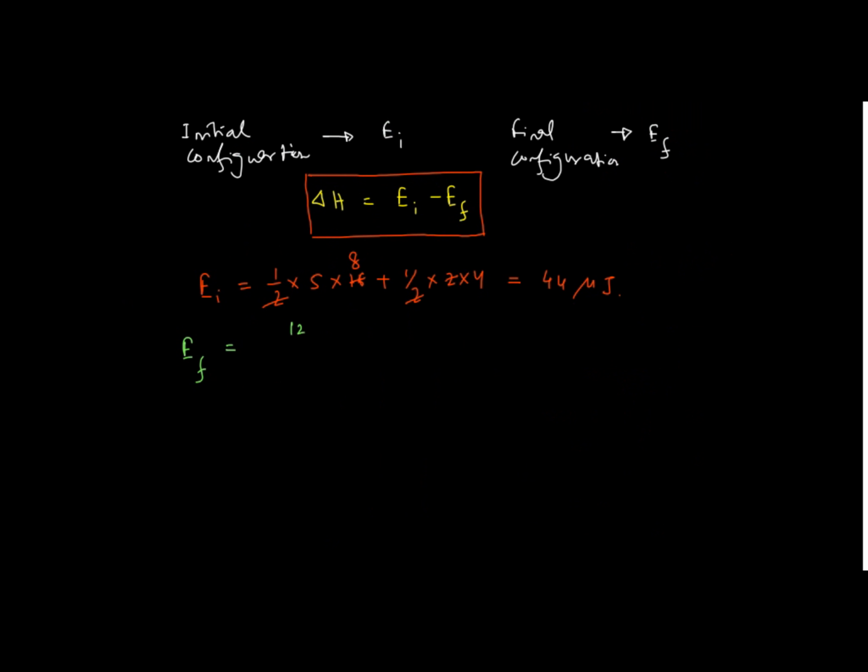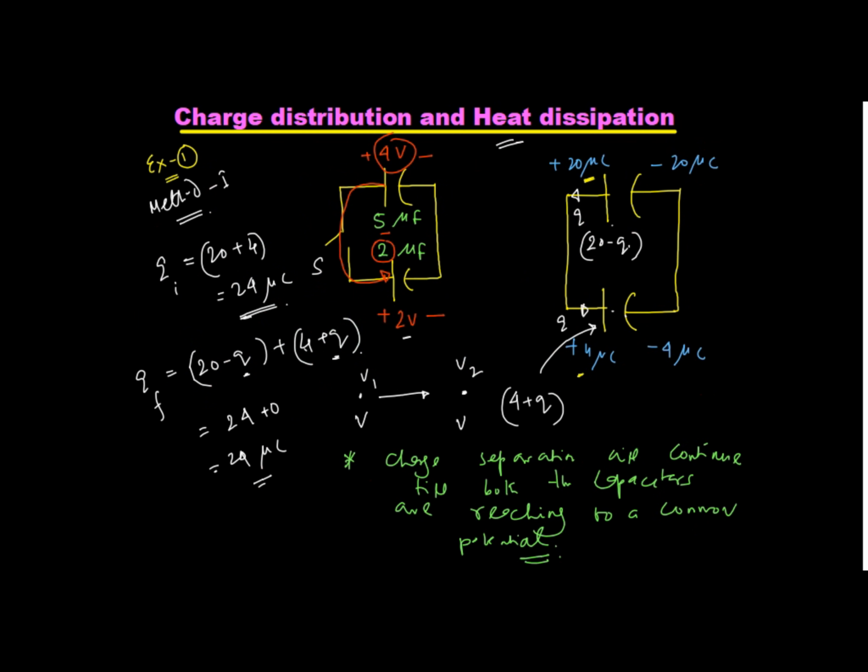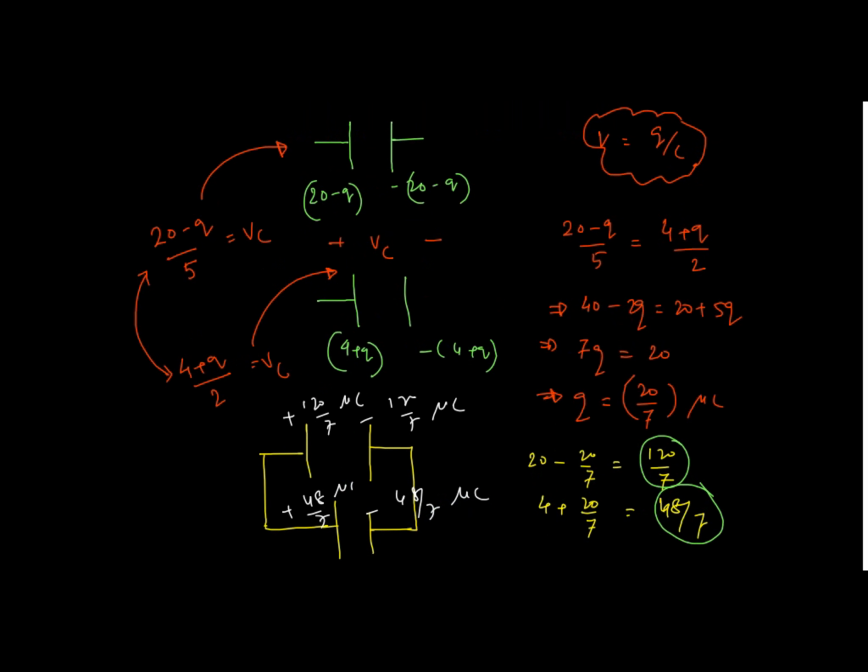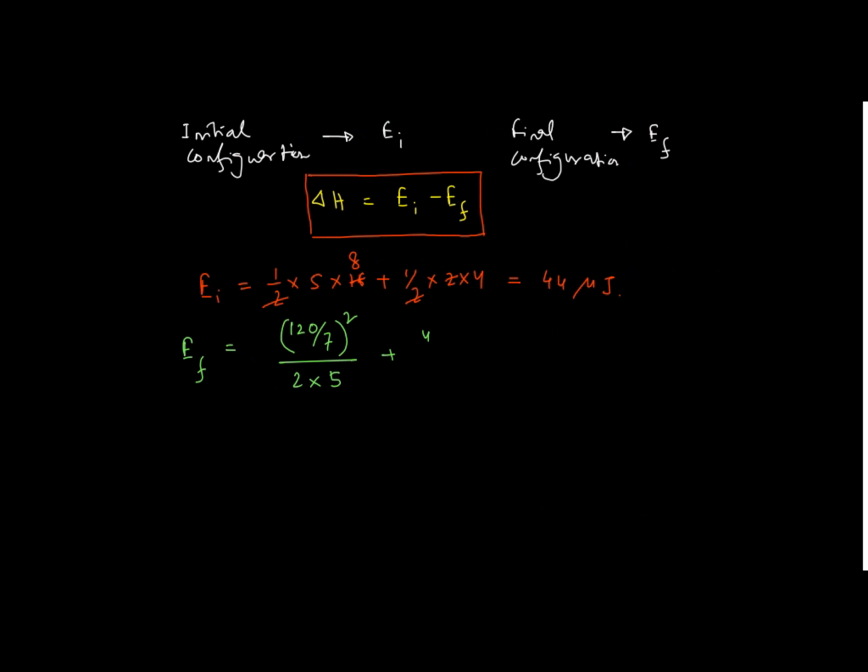120 by 7 whole square divided by 2 into the first capacitor, which is 5 microfarad, plus 48 by 7 whole square divided by 2 into 2, the second one. Now I don't have the audacity to do the calculation. You can do it on your own.